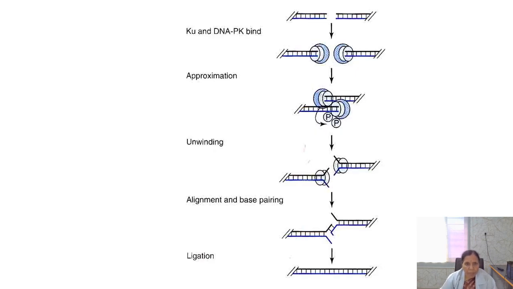See here, binding, approximation, then unwinding, and then alignment and base pairing. Here alignment is taking place like this, followed by base pairing and ligation.